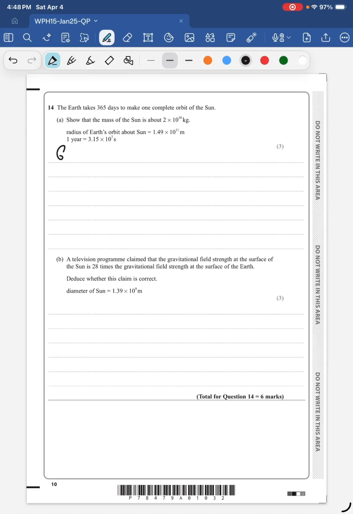So we have G times the mass of the Sun times the mass of the Earth over R squared is equal to the centripetal force, which is M omega squared times R, okay? And this M should be the mass of the Earth, which cancels. So in this case, we solve for the mass of the Sun, which is equal to 4 pi squared R cubed over the period squared times G.